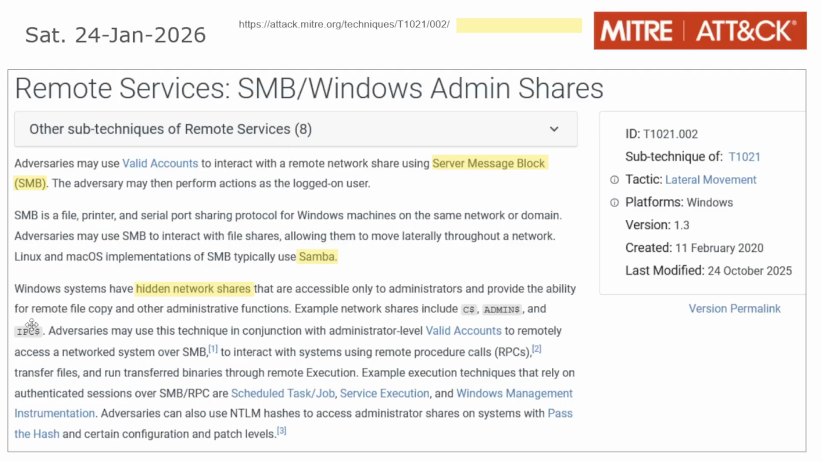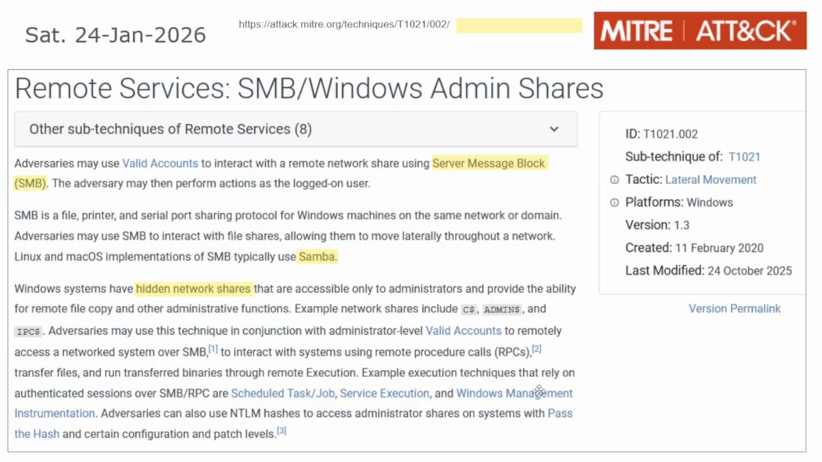Yeah, and then the ability for remote file copy and other administrative functions. Example network shares include C$, ADMIN$, and IPC$. The dollar sign is usually one of those signs that you put to show it is administrative. So it's a special file share. Adversaries may use this technique in conjunction with administrator-level valid accounts to remotely access a network system over SMB, to interact with systems using remote procedure calls, RPCs, transfer files, and run transferred binaries through remote execution.